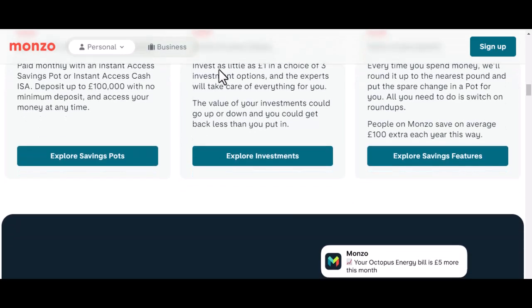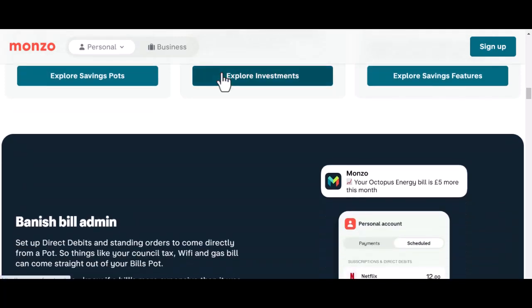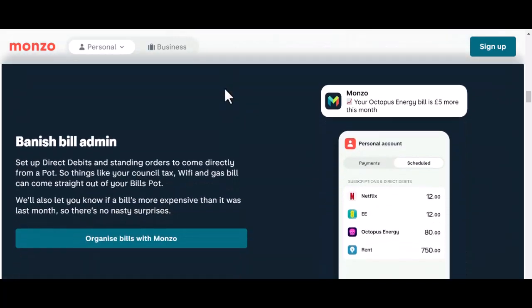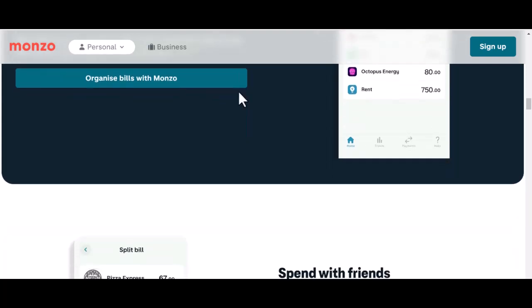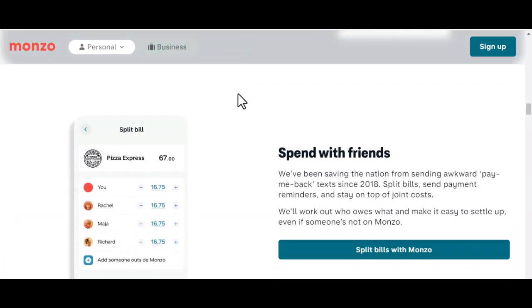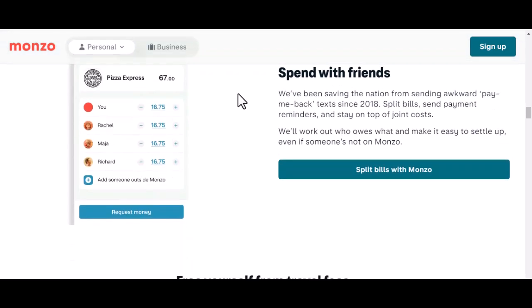Using a third-party service. If you're unable to send USD directly to your Monzo account, you might consider using a third-party service. These services can often facilitate international transfers, but they might charge fees. Some popular options include TransferWise, now known as Wise, Revolut, and PayPal. However, it's important to compare fees and exchange rates before choosing a service.